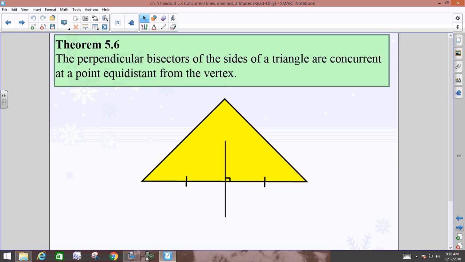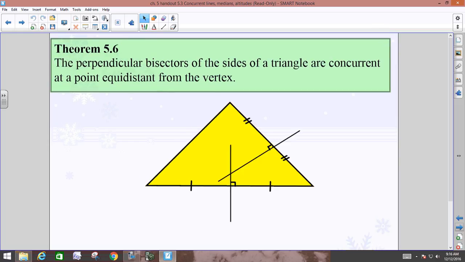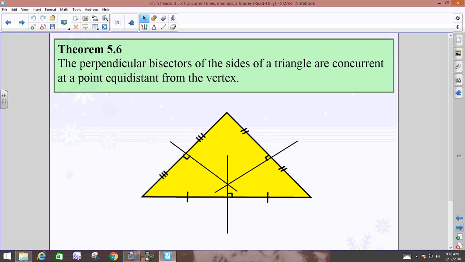Okay, so you don't have my little drawings. I'm going to go up here one at a time, but you can follow along. In this triangle, here's one perpendicular bisector of the side. It forms a right angle and cuts it in half. Here's a second perpendicular bisector. It's cutting the right side in half, making a right angle. Third perpendicular bisector. All 3 of these perpendicular bisectors meet at a point.